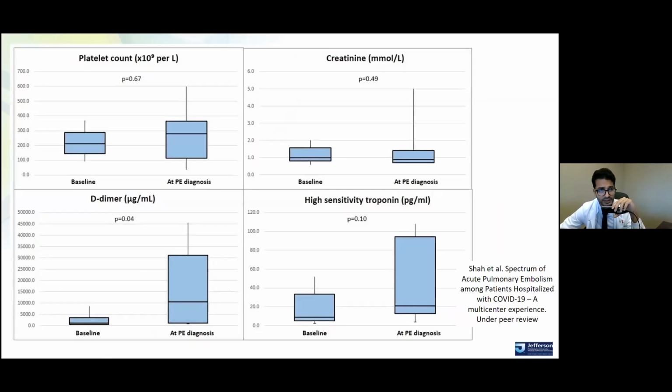This is our own unpublished data where we looked at patients, and this is 9 patients total, who presented with an infection, COVID-19 pneumonia, and were subsequently diagnosed with a PE later during the hospitalization. And the one thing that stood out was the D-dimer. The D-dimer trend was most significant and statistically significantly increased at the time of PE diagnosis.